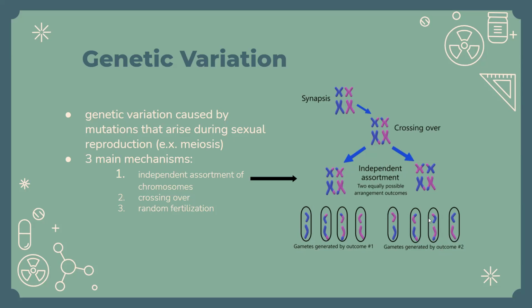So yeah, when you add up the 3 main mechanisms of genetic variation, it causes a lot of overall variation in the gametes that are produced. And this causes each progressive generation to have a different kind of genetic variation.